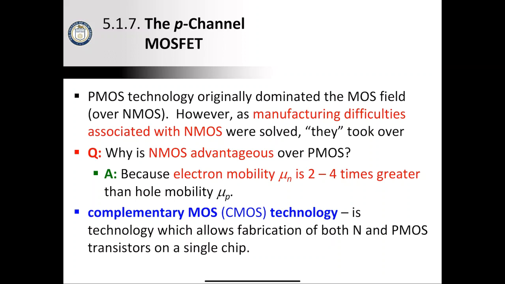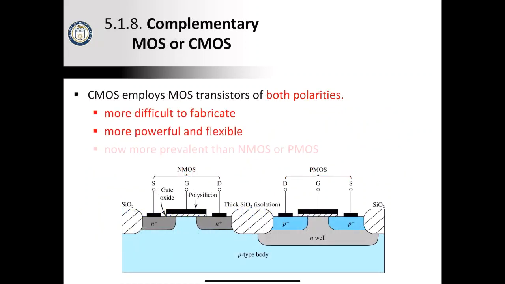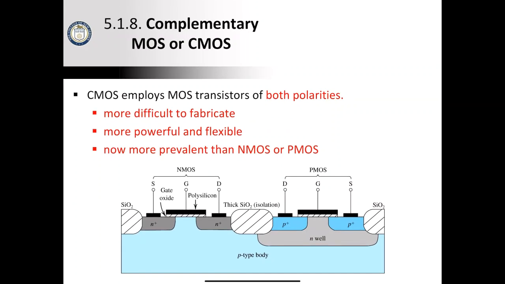I talked about CMOS technology a second ago, and that is a technology which allows fabrication of both N and PMOS transistors on a single chip. So this is a cross-sectional view of a CMOS wafer. What you can see is that if you use a P-type body, then the NMOS is constructed in what I would call the normal manner. The PMOS, however, you can't make directly in the P-type body. So you have to add an additional well of N-type, and then you have your wells of P-type within that.